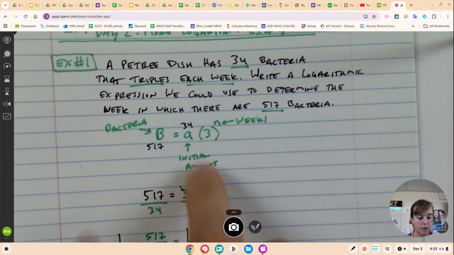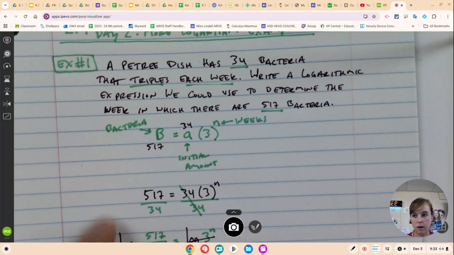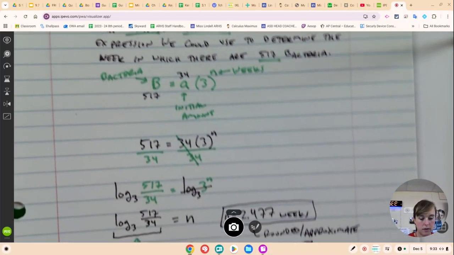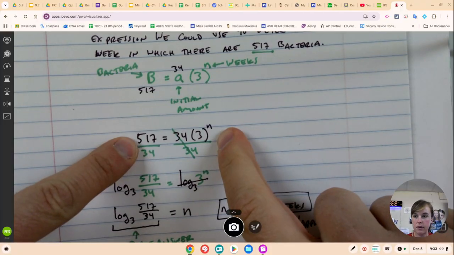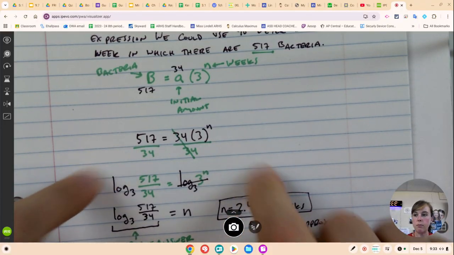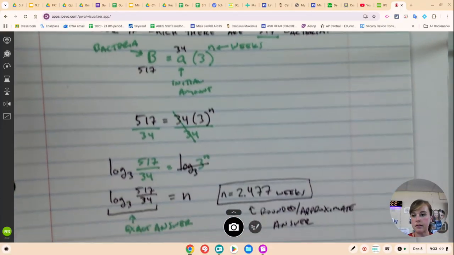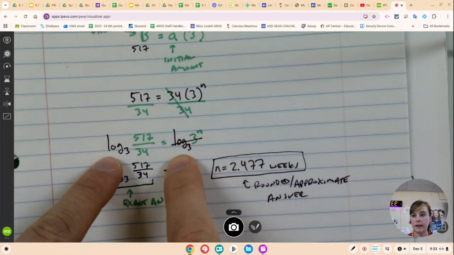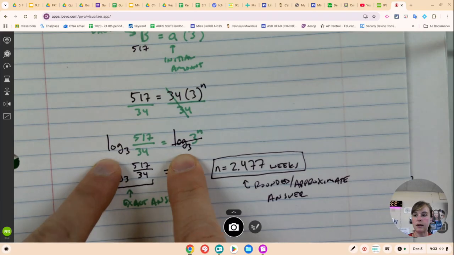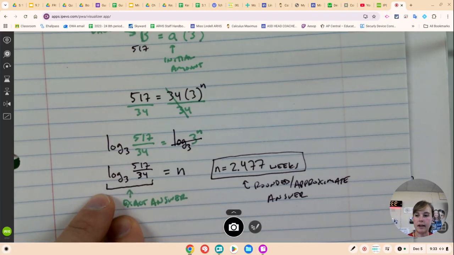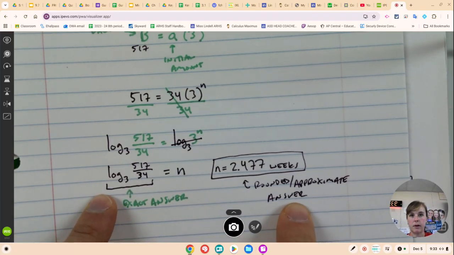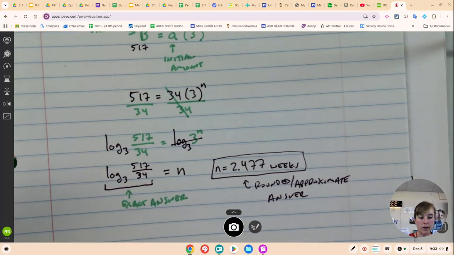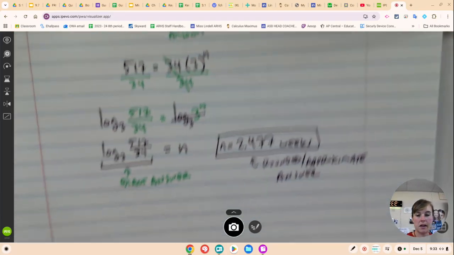And then we input our initial amount and we input our ending number of bacteria that we are looking for. So that's what we ended up with on this step. Divided by 34 on both sides to begin the solving process. Took log base 3 on both sides so that our n can come out of the exponent. And now we've got our exact answer and our rounded answer by typing it into the calculator. All right, so that's one kind of question that we are going to see in our assignment today.